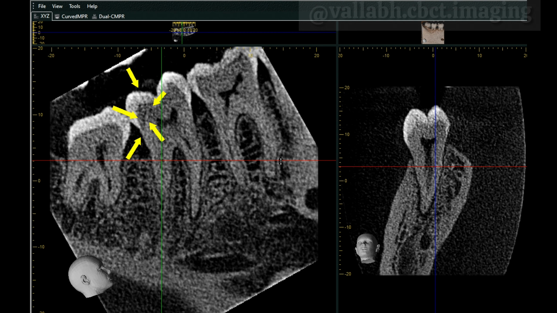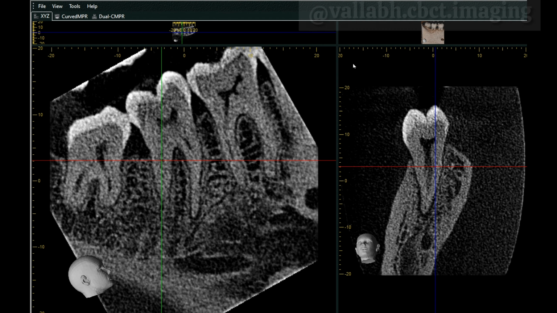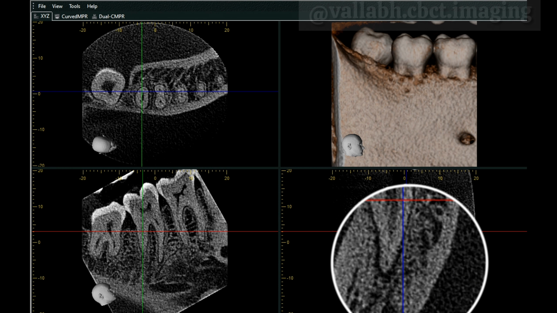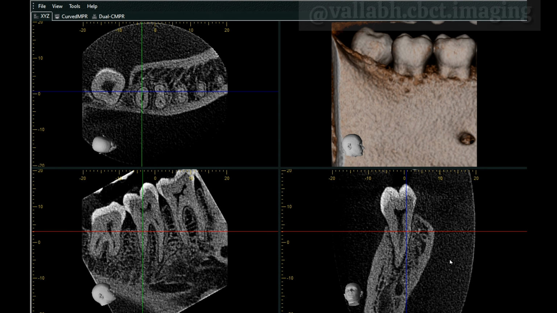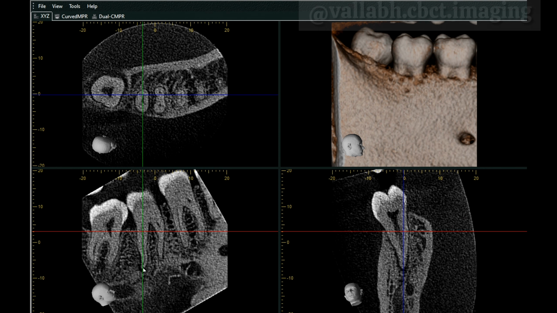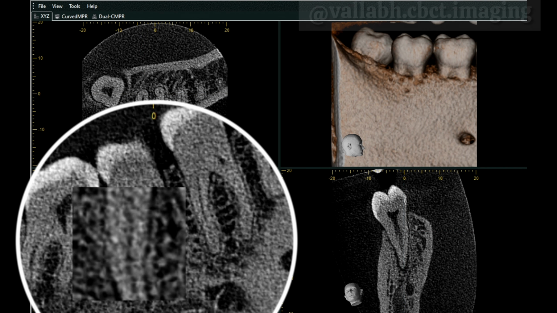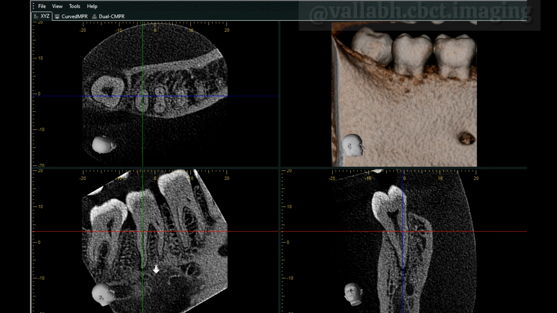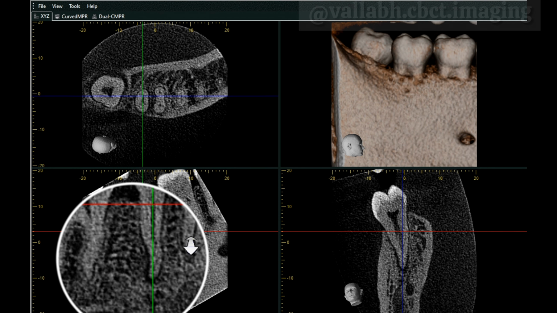Also, on the distal root of 4-7 region, we see some sort of PDL widening. This is the distal root. We'll arrange it along the long axis of the tooth root. You can see some kind of radiolucency in the periapex region. This is the radiolucency. This is a typical case of fine dentinal crack line.